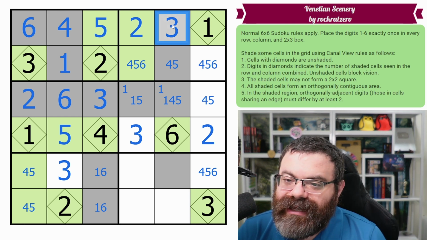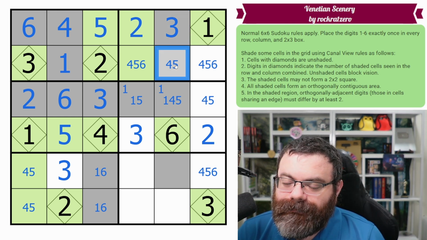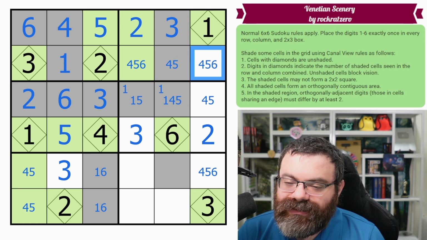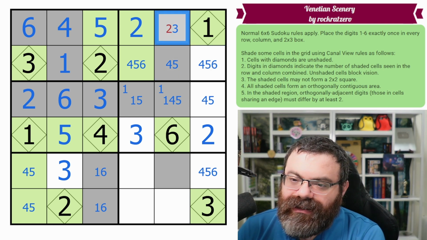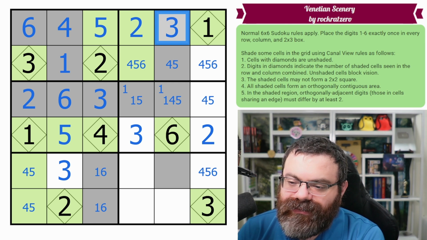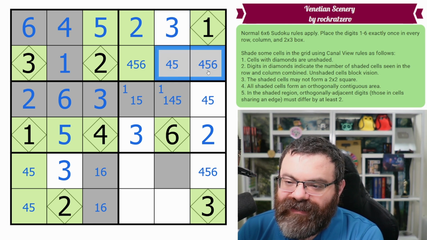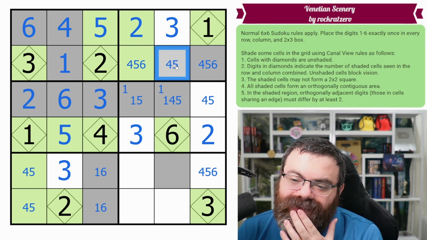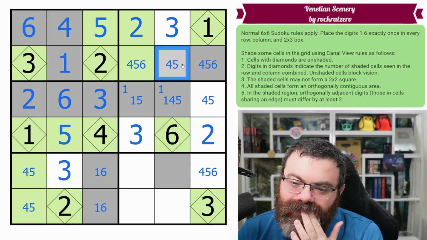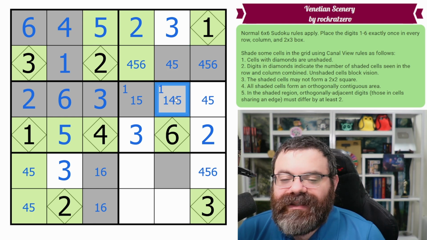If this one was shaded, that 3 then makes this 5. And this would be unshaded. So this would be 5, this would be unshaded. Otherwise, this is shaded and this is unshaded. This can't be a 4-5 pair, so this would end up being 6 and 4. Okay, those disagree with each other, unfortunately. Either way, this can't be 5.